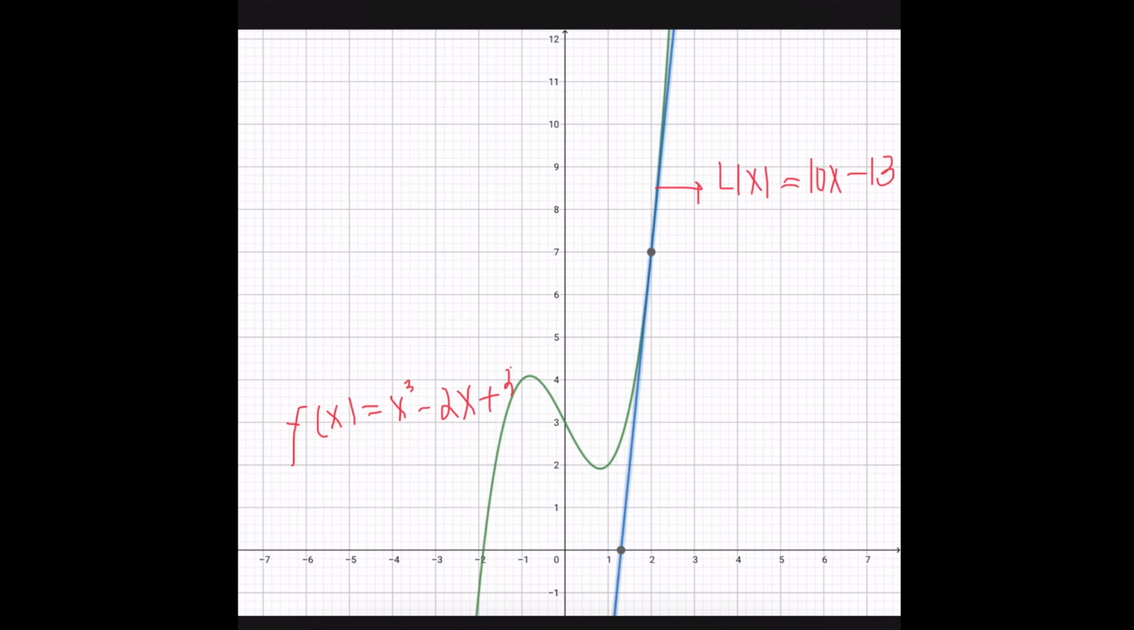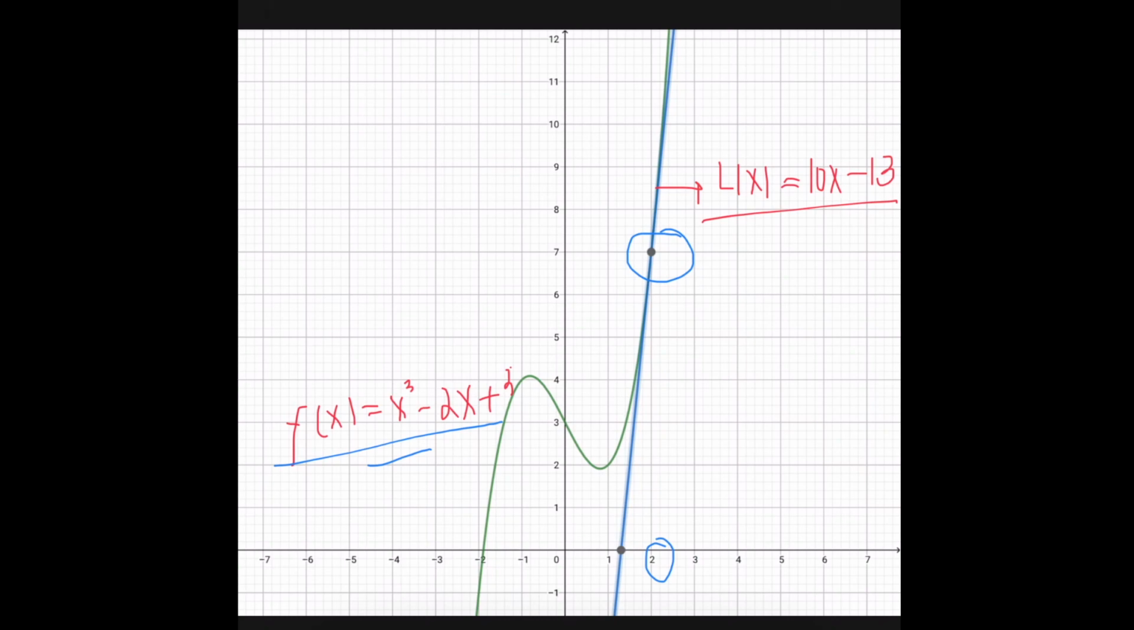Graphically, I hope you can see. This is our linear function, this long blue line. And our other function is this one in green. You see that at the point when x is equal to 2, they are giving us the same result, 7, which means that this function L of x can be used to approximate this function at this point when x is equal to 2.